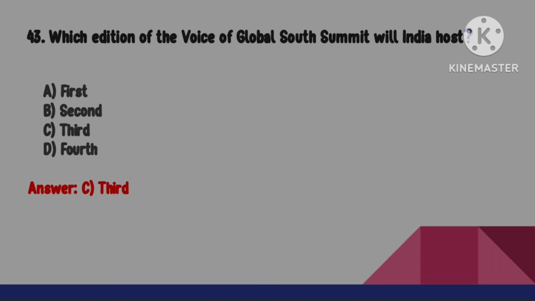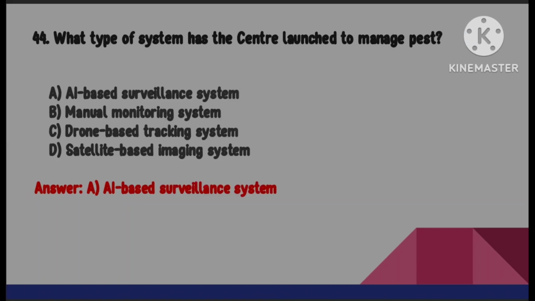Which edition of the Voice of Global South Summit will India host? Option A, first. Option B, second. Option C, third. Option D, fourth. And the right answer is option C, third. And the next question is, what type of system has the center launched to manage pest?